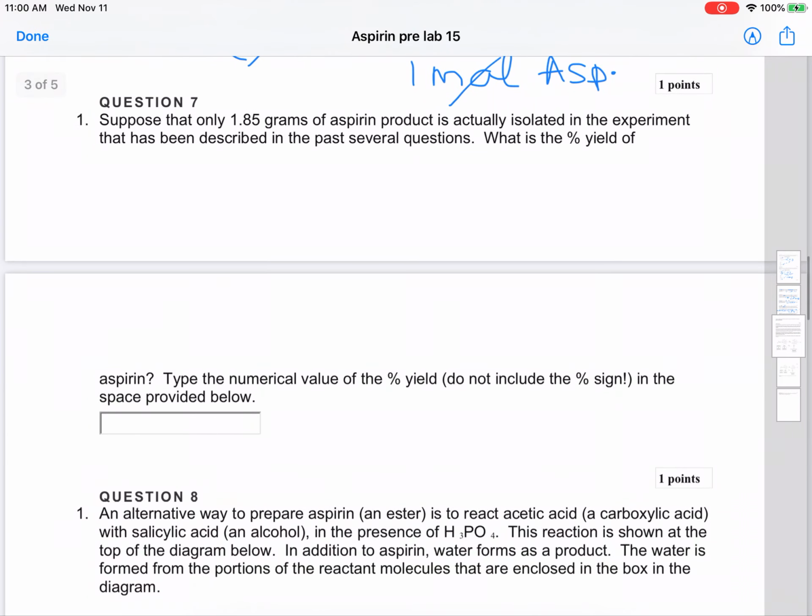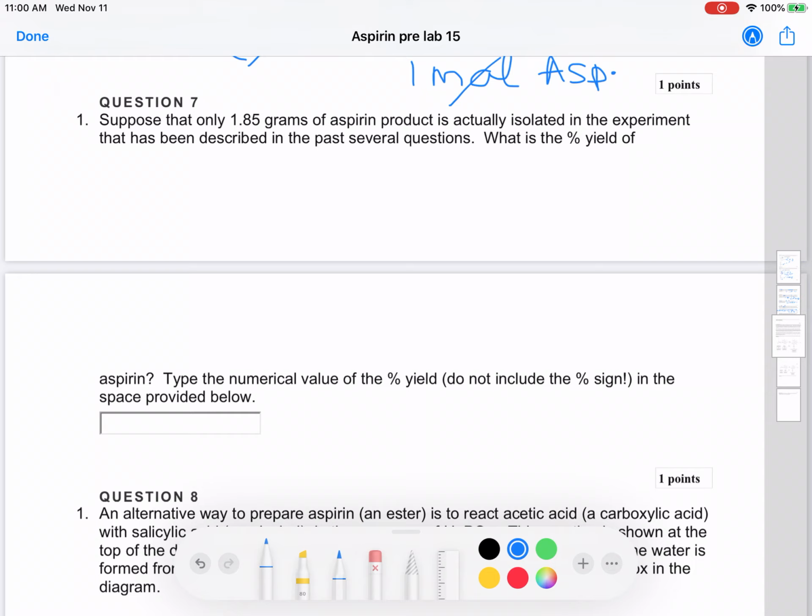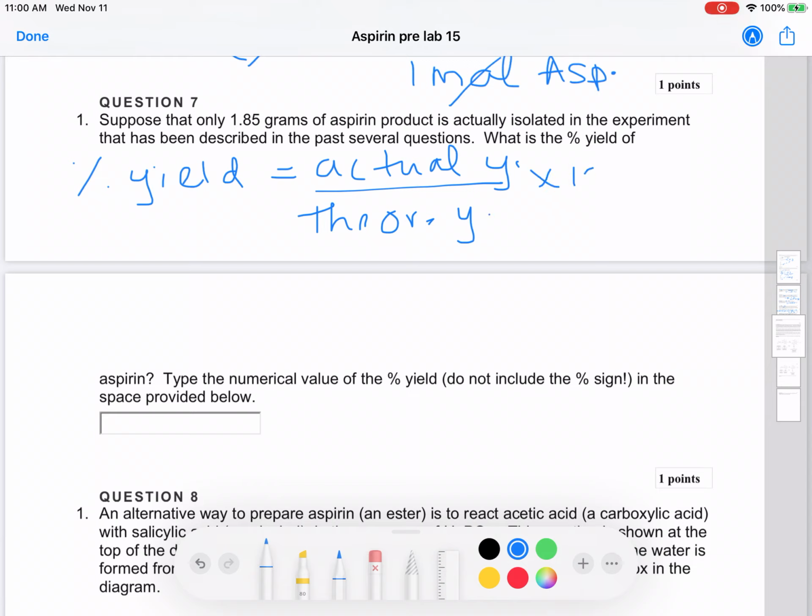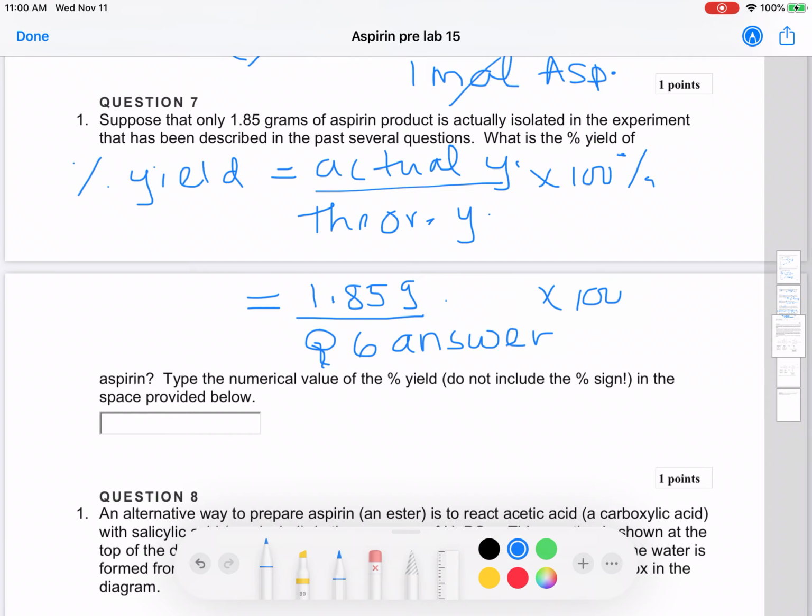Question 7, suppose that only 1.85 grams of aspirin product is actually isolated. What is the percent yield? We know how to calculate the percent yield. Percent yield is actual yield over theoretical yield times 100. The actual yield is 1.85 grams, and the theoretical yield you find in question 6. Question 6 answer you put here, and then you multiply by 100.